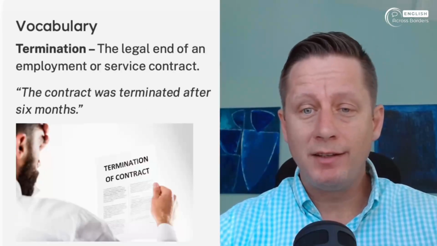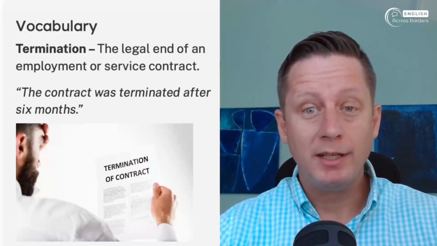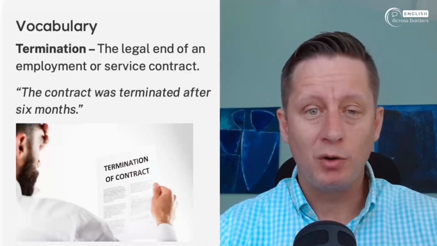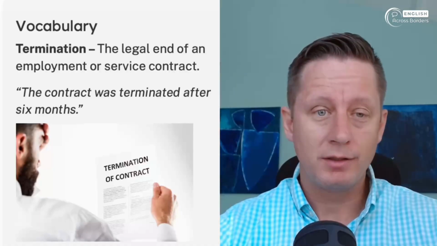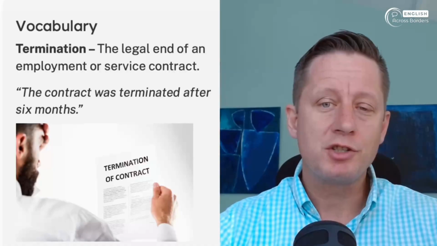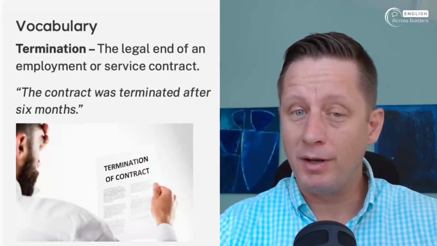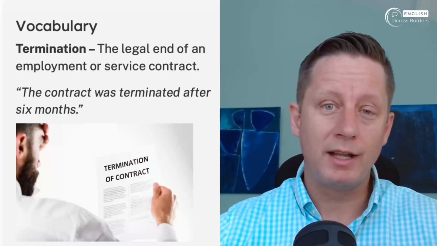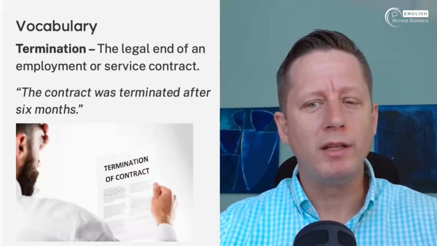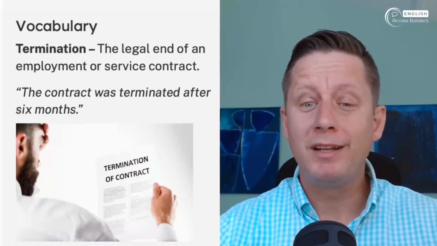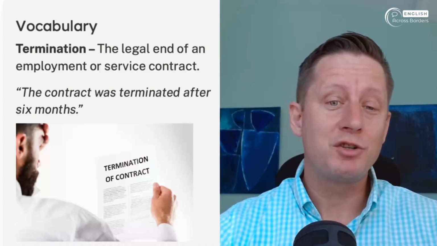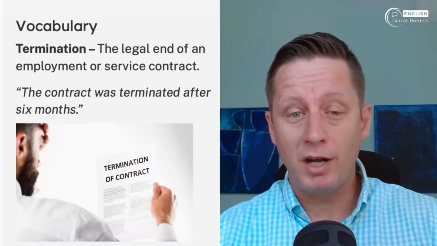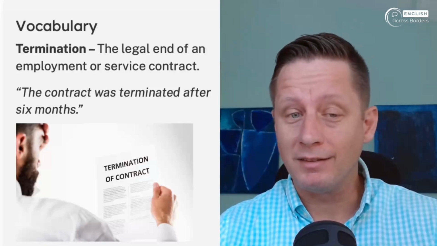Termination means ending a working relationship, either an employment contract or a service contract. For example, the contract was terminated after 6 months. Let's take a look at a story. An employee is dismissed for repeated lateness. A contractor finishes a 6-month project and the agreement ends.